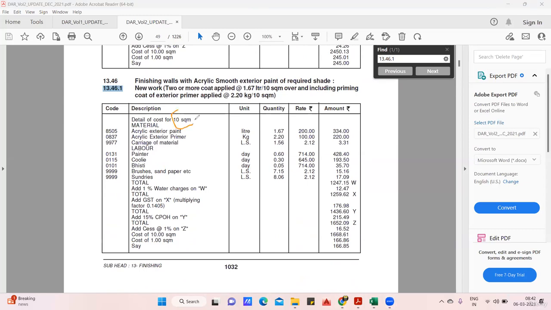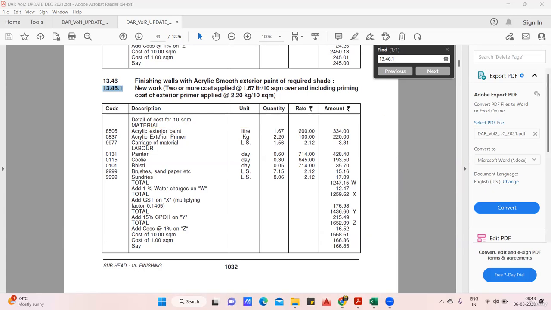Again, we'll start with the 10 square meter. You require an acrylic exterior paint first. This is per liter, 1.67, at 200 rupees. Again, this 200 rupees is a very small amount, because for exterior paint, you will not get a paint of good quality for 200 rupees per liter. At least you have to spend 450 to 500 rupees to get a good quality exterior paint. But in the DSR, the rate is 200 rupees, which is on a very low side. So you go to the market and ask what is the cost of acrylic exterior paint for a liter. Based on that, you input your value here so that you get an idea of what is happening in the market.